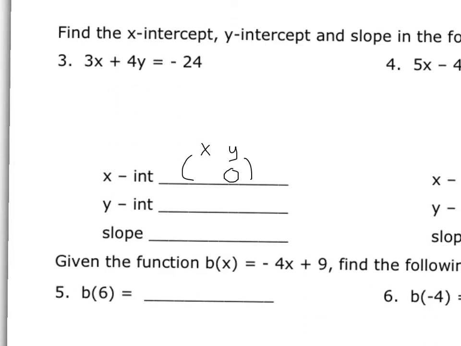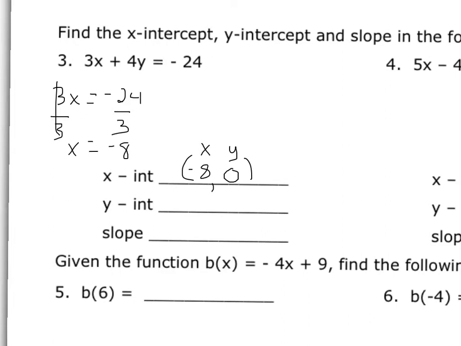So I'm going to put a 0 here for y. And we would multiply 4 times 0, which is 0. So we're just going to act like that 4y is not there at all. So I'm going to rewrite the problem as 3x equals negative 24, because y was 0. There is no y. So now I will divide by 3 so I can solve for x. And I end up with 1x equals negative 8. Okay? So that's how I find the x-intercept.